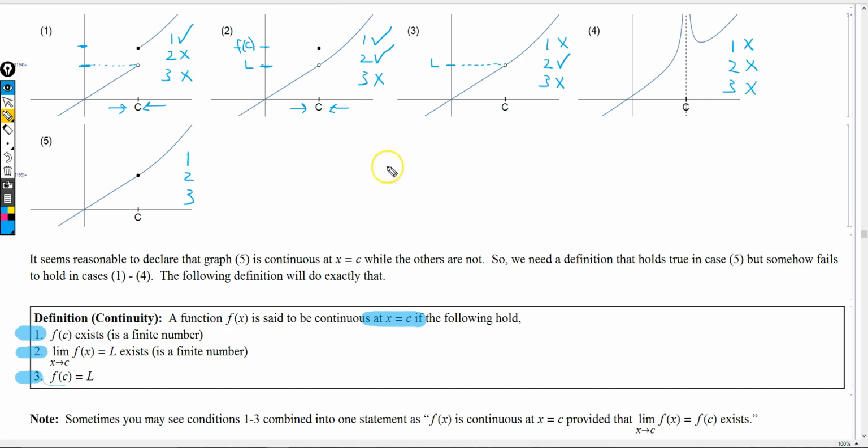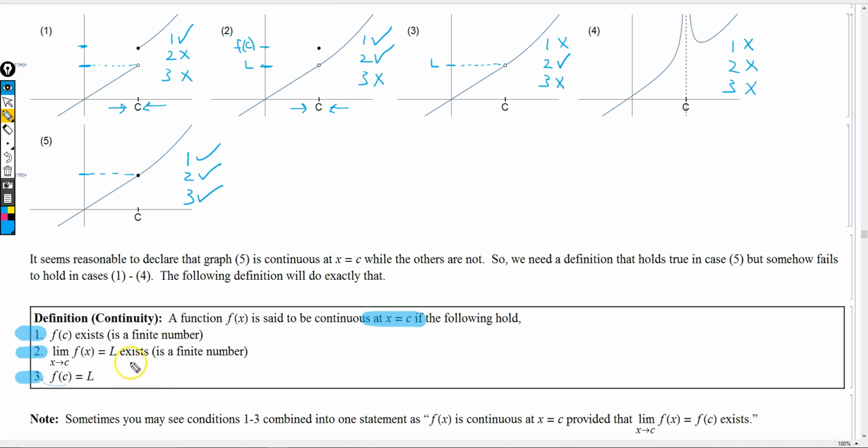Okay. Now let's finally take a look at number 5. All right, first of all, f of c, it does exist. Right there it is on the y-axis. Okay, if I go over, number 1 is satisfied. Number 2, the limit, well, yeah, the limit is the same number right there on the y-axis. So the limit exists, and then we see that f of c does equal L.